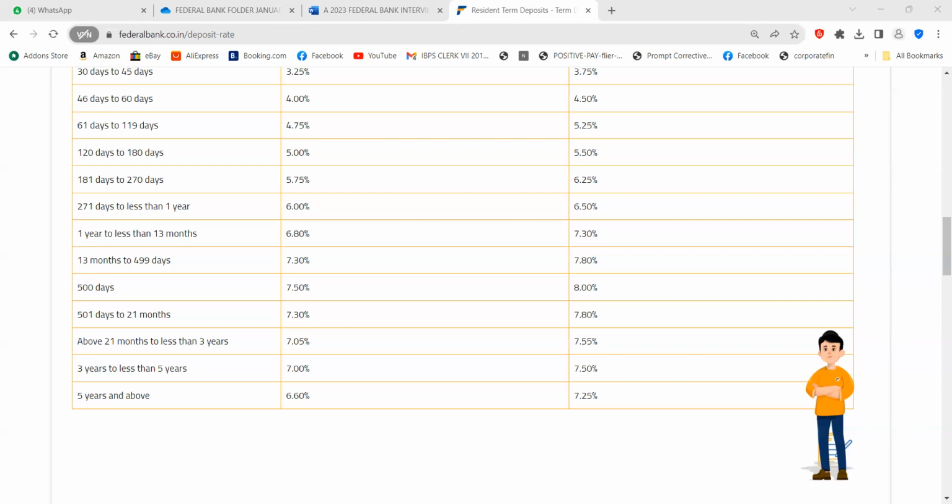Okay, good. Now, any other points you have studied? Kaviram, you can also mention about demat account.